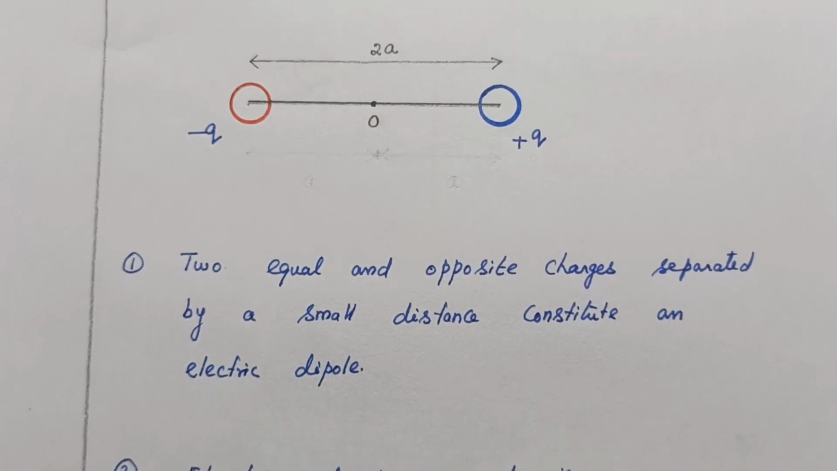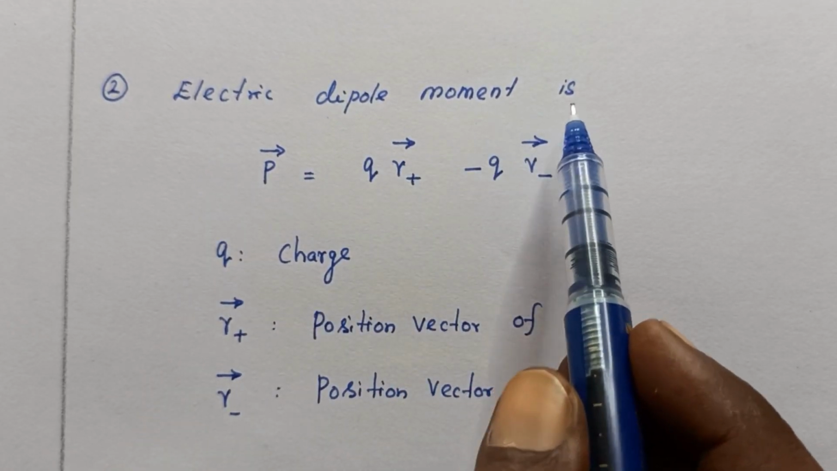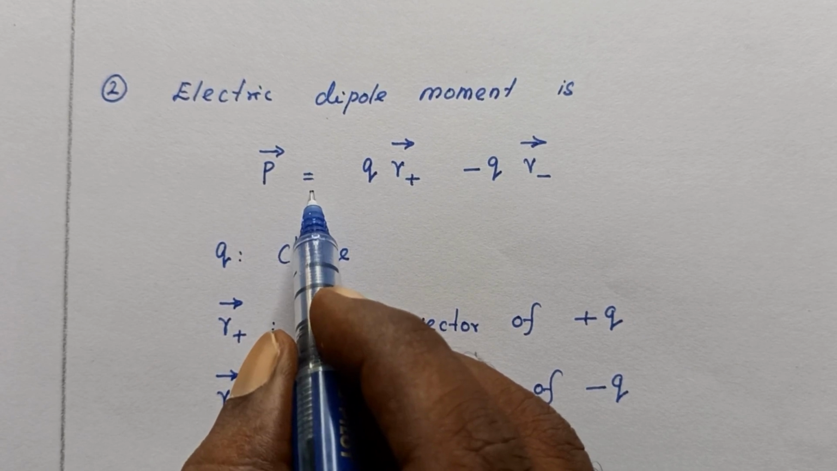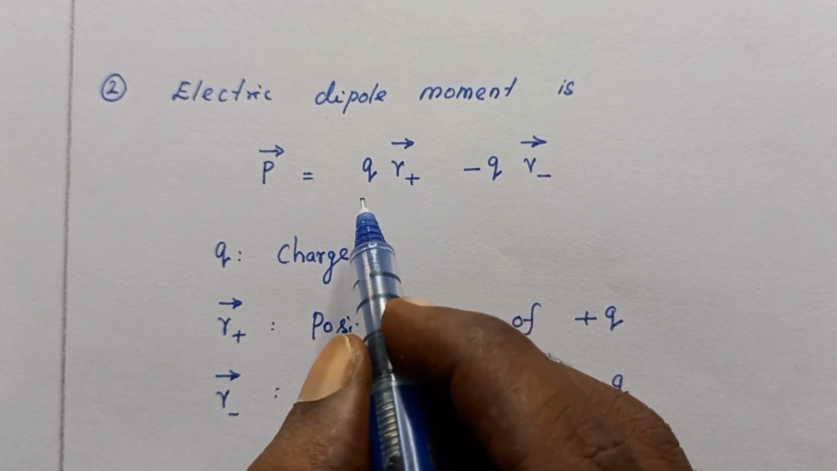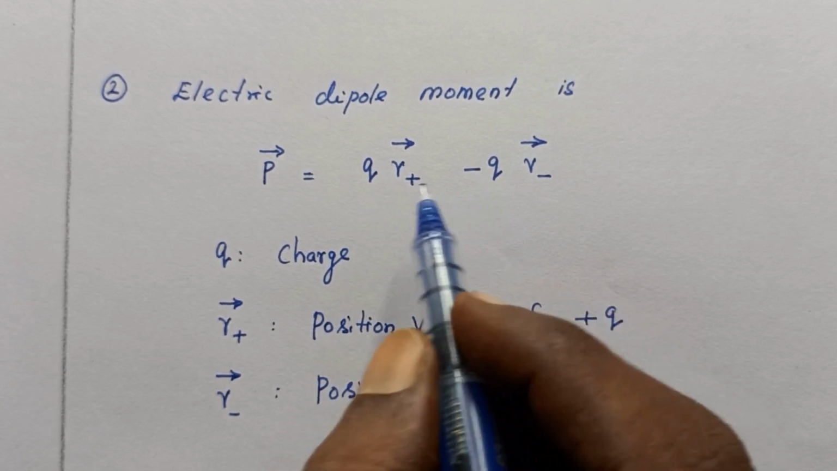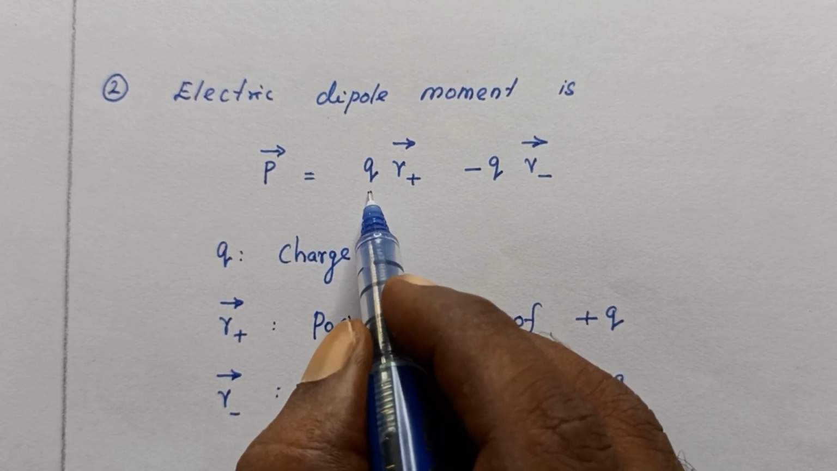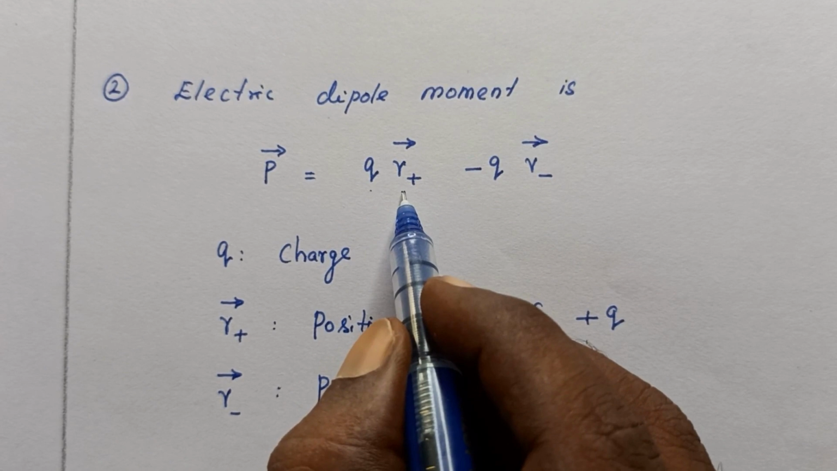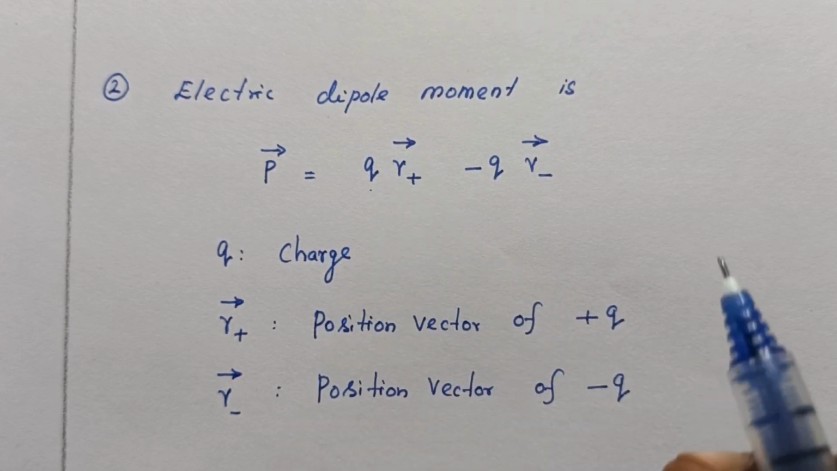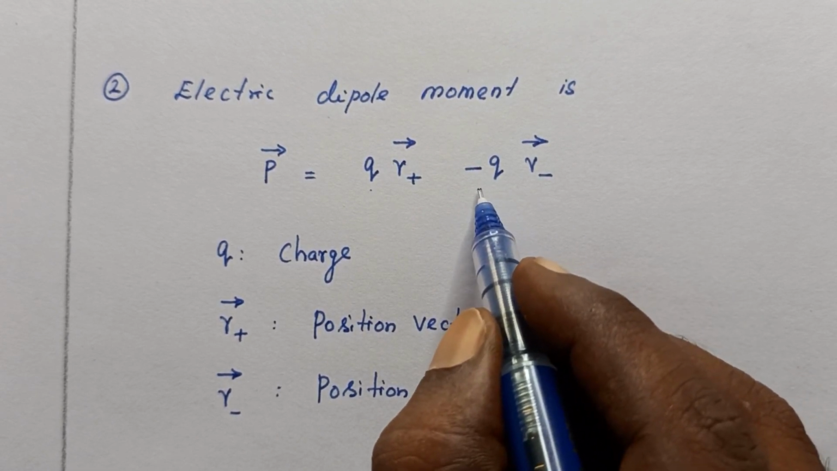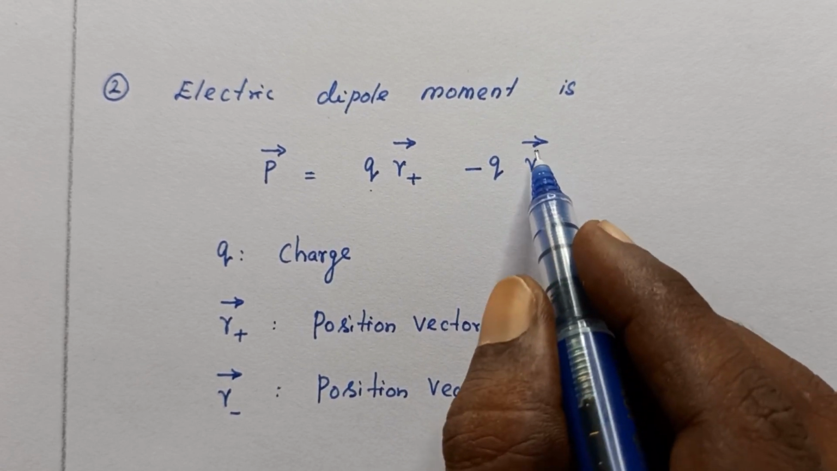Okay, இப்போ dipole momentங்கிறத எப்படி டிஃபைன் பண்ணுறதுன்னு பார்க்கலாம். Electric dipole moment is defined as P vector is equal to charge into distance. That is, we are having two equal and opposite charges. So first we are taking the positive charge. The positive charge is plus q and the position vector of the positive charge is r plus vector. Similarly, negative charge is minus q and the position vector of negative charge is r minus vector.